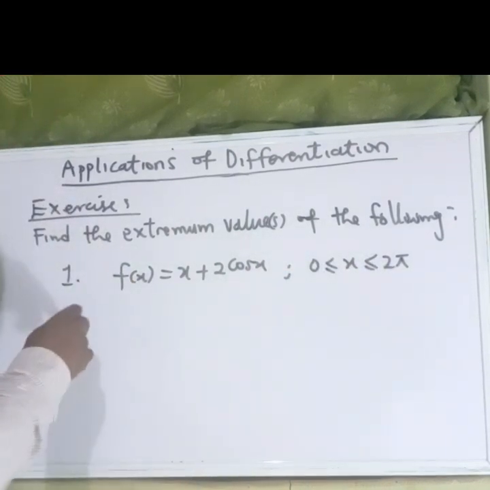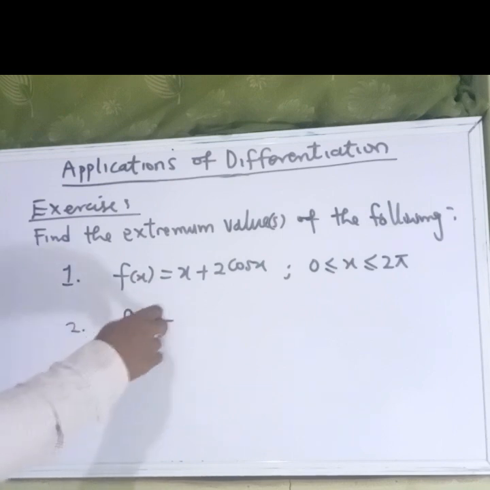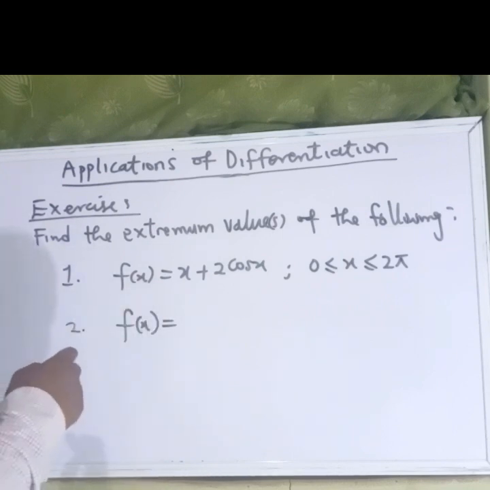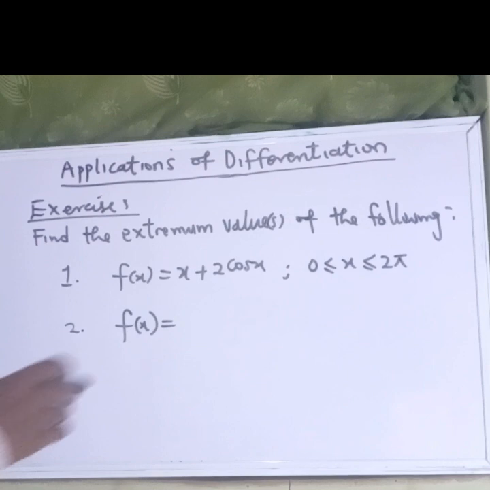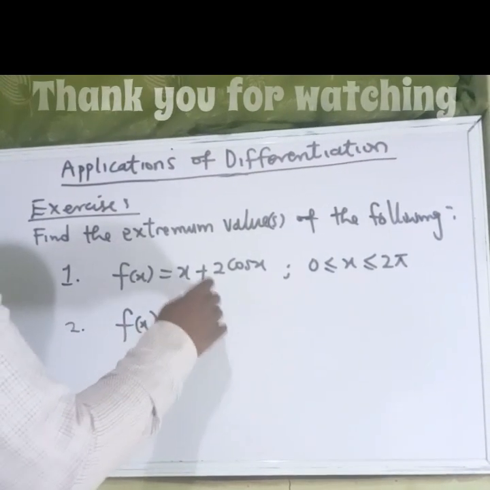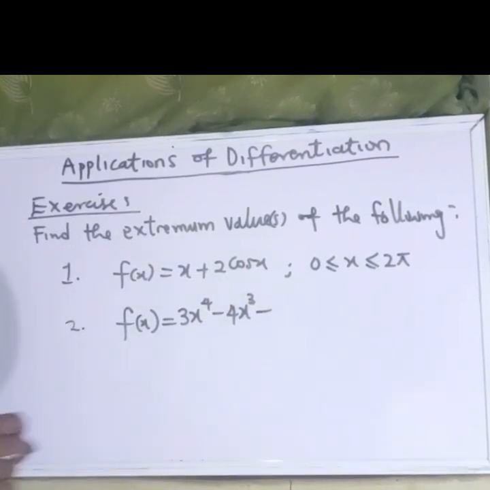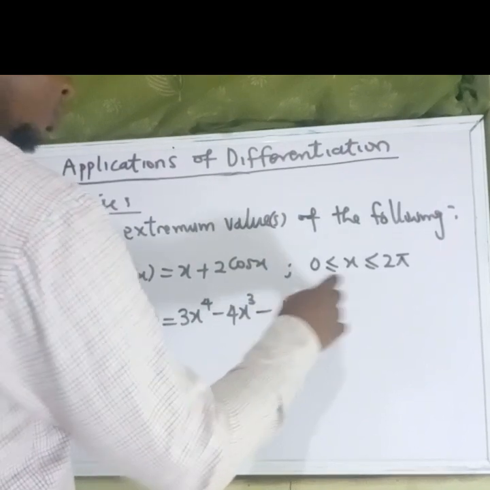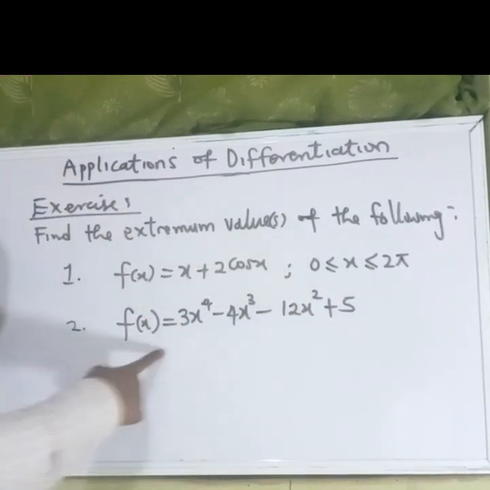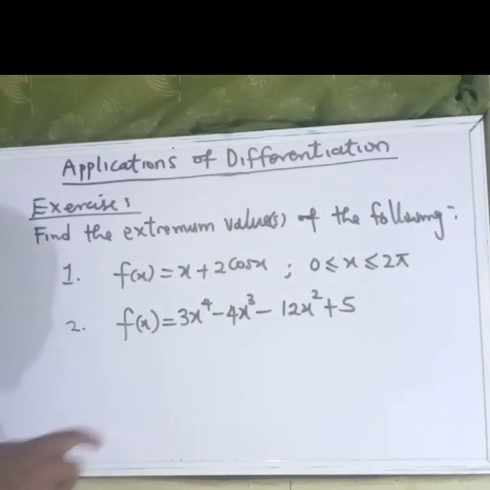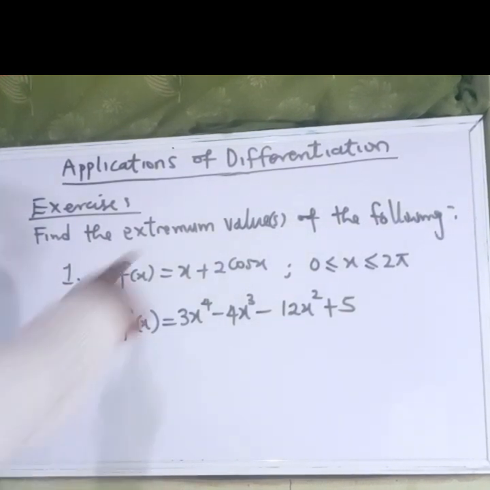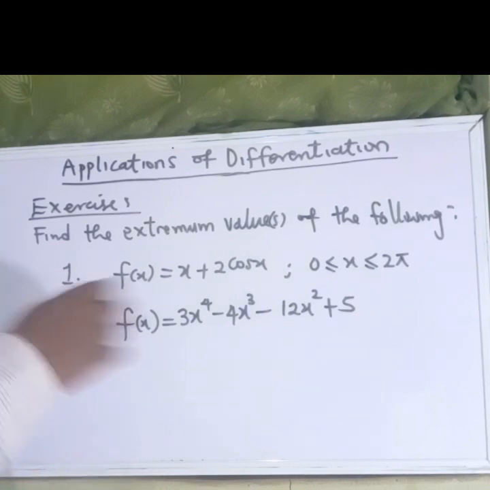So 2, we also have to find the extreme values of this. As you can see, this is a quartic function, and the extreme values of this will be 3 on the real line.